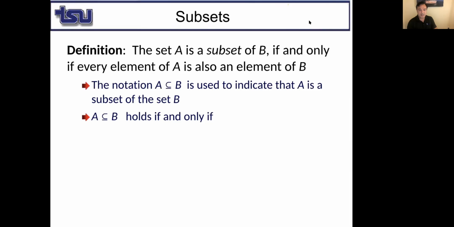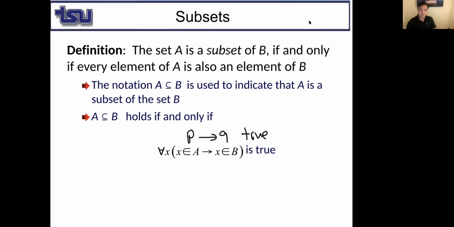We say the set A is a subset of B if and only if every element of A is also an element of B, okay? And we use this symbol to represent that A is a subset of B. For example, here, it means that for every x, if x is in A, then x is in B is true. That proposition, P implies Q, is true, okay?